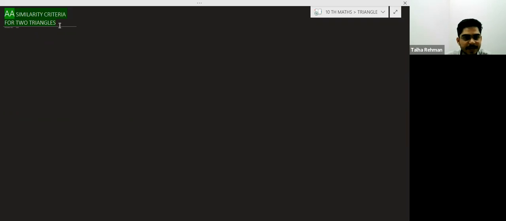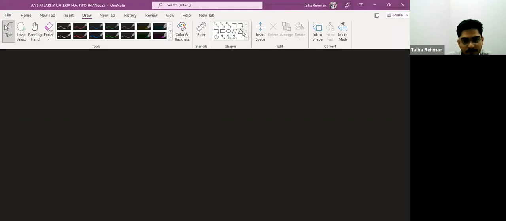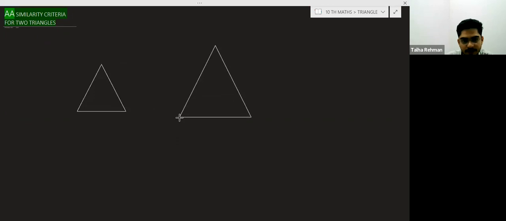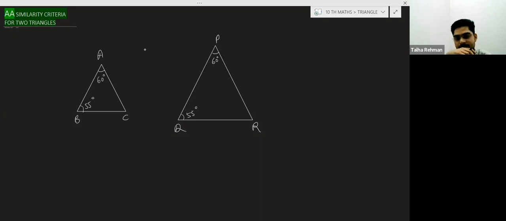Another criteria is the AA similarity criteria. What is the meaning of AA similarity criteria? See here. Suppose this is a triangle ABC and this is another triangle PQR. If I say this angle is 60 degrees, this angle is 55 degrees, and in the other triangle this angle is 60 degrees and this angle is 55 degrees. So AA similarity criteria: if two corresponding angles of two triangles are equal, then also the two triangles will be similar.